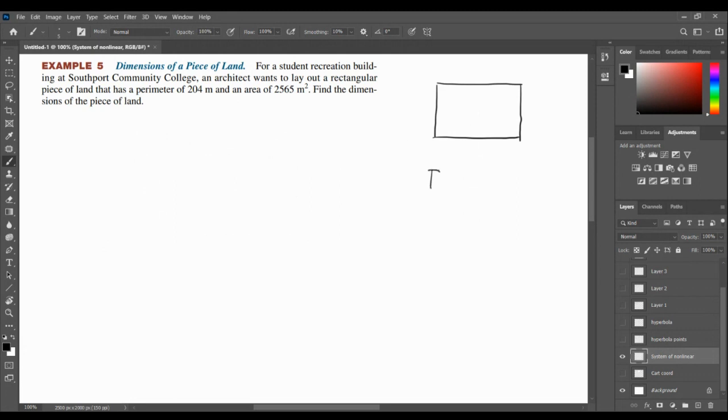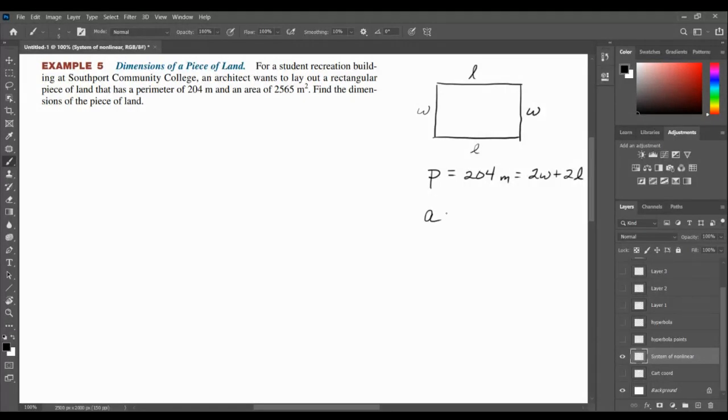Okay, rectangular piece of land. It has a perimeter of 204 meters. Recall, perimeter is the distance around the outside. I'm going to go ahead and label this width and this length. And so if we add all of those together, well, this would be a width too, and that would be a length. We would have 2W plus 2L would be our perimeter.